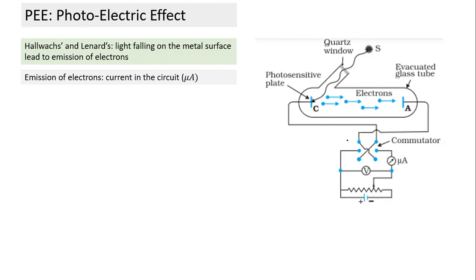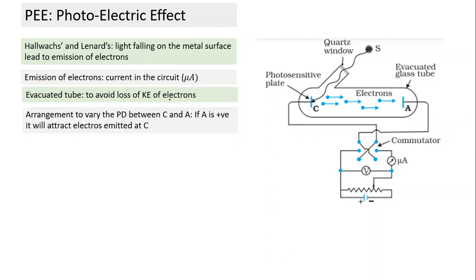Let's see what the series of experiments are, what the findings are, and based on those findings, what conclusion we come to. This was really a landmark, phenomenal experiment, which gave great insight into several new things which could develop later. The tube is evacuated to avoid loss of kinetic energy of the electron.